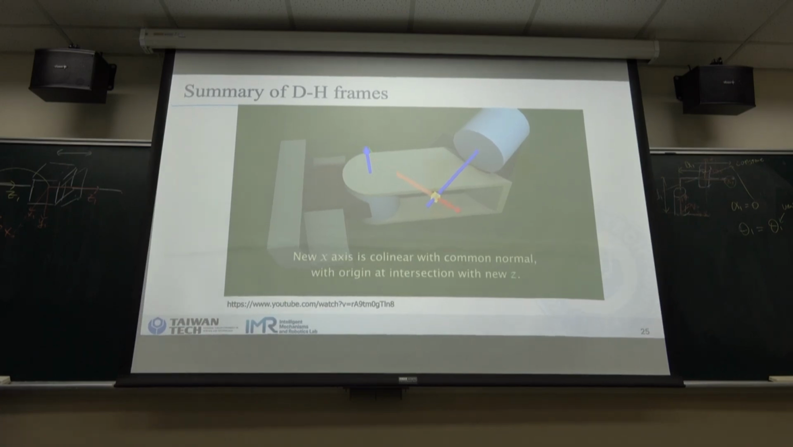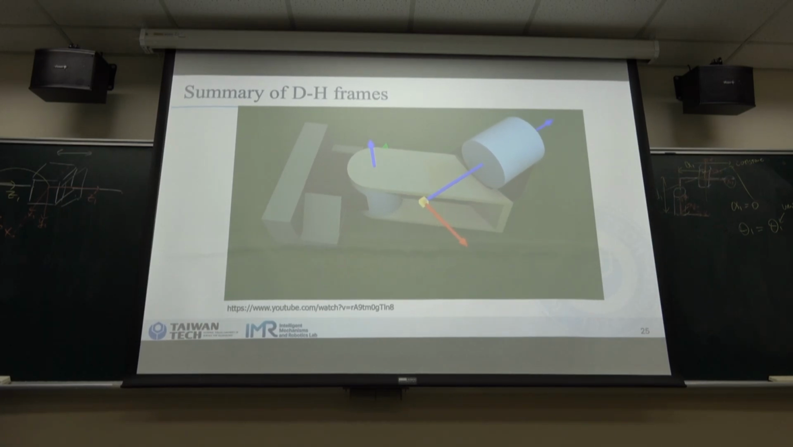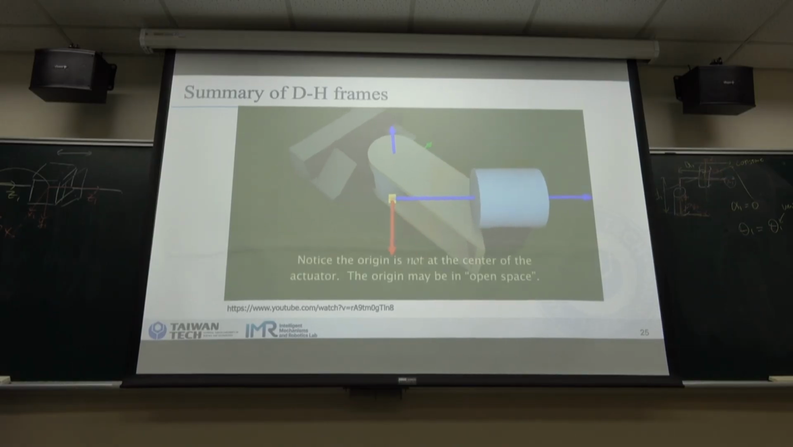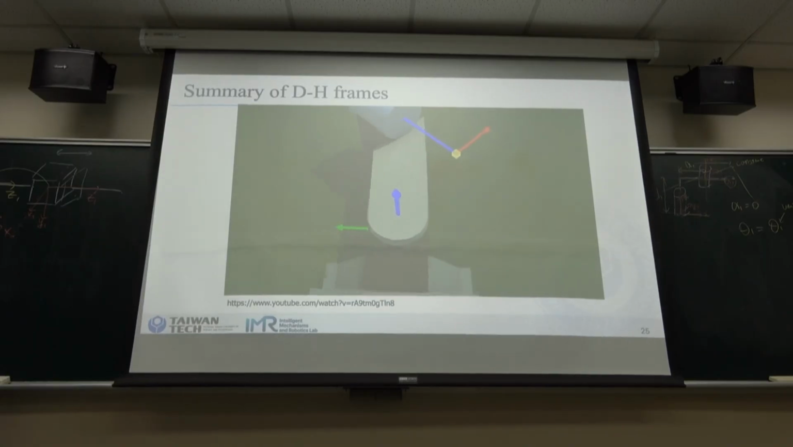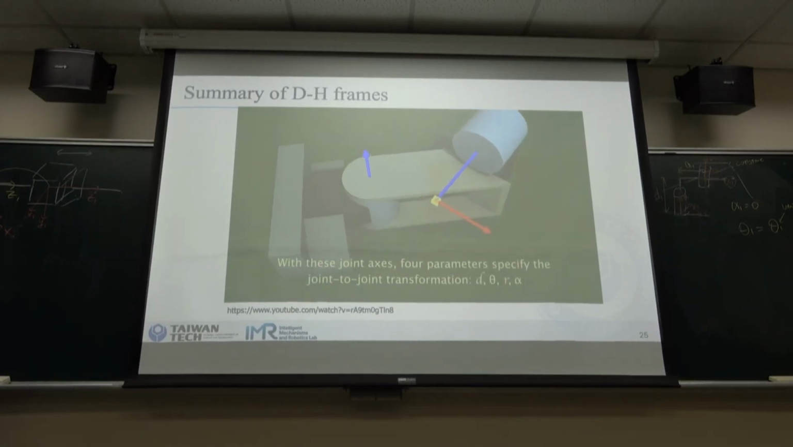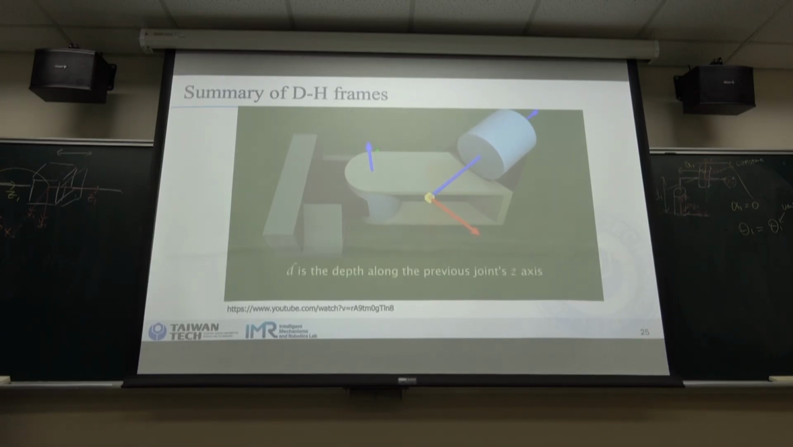The new x-axis points along the common normal and has its origin at the intersection of the new z-axis. Notice the origin is not within the physical actuator because the DH parameters are only concerned with the motion of links, not the physical placement of the links. Using this protocol for laying out the reference frames, only 4 parameters are needed.